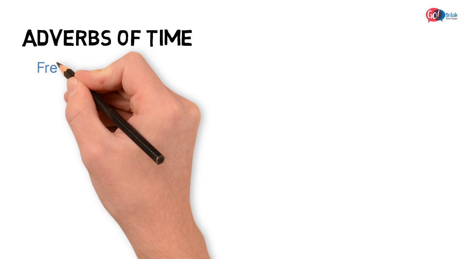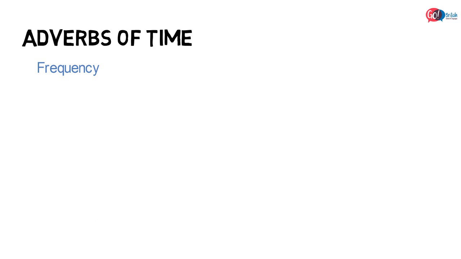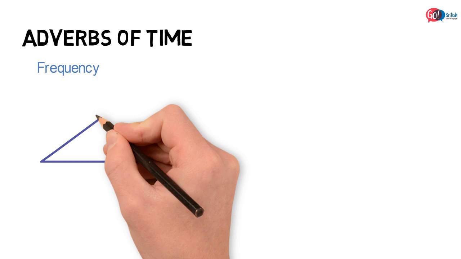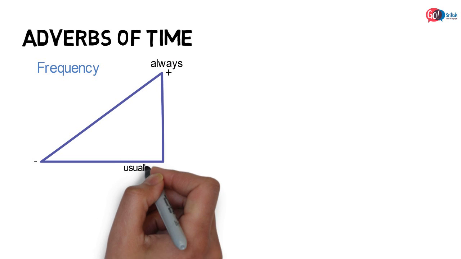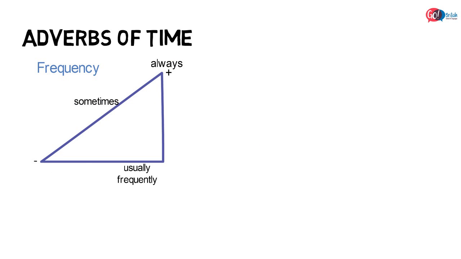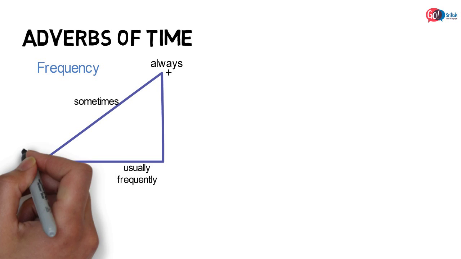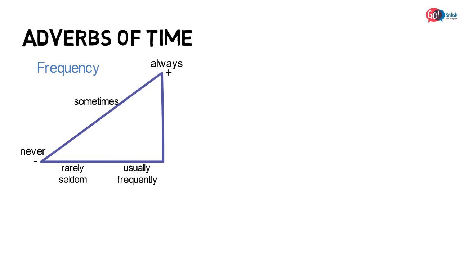Okay, now let's see the adverbs of time, which I was talking about at the beginning of the video. We have got three different sections. The adverbs related with frequency, which is how often I do an action. Most times, I say always. Then usually, frequently, sometimes, rarely, seldom. And when I don't do the action, I say never.